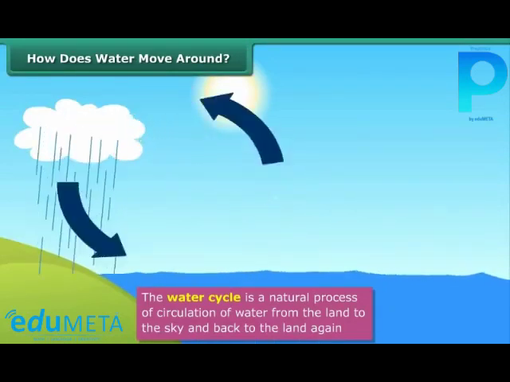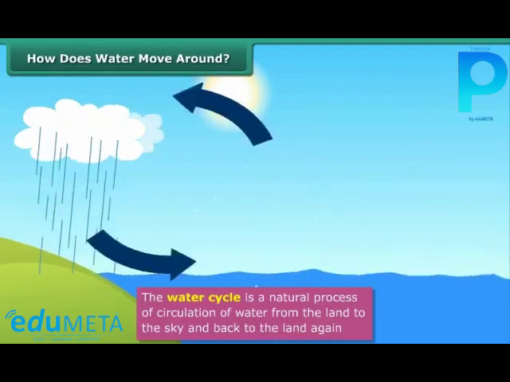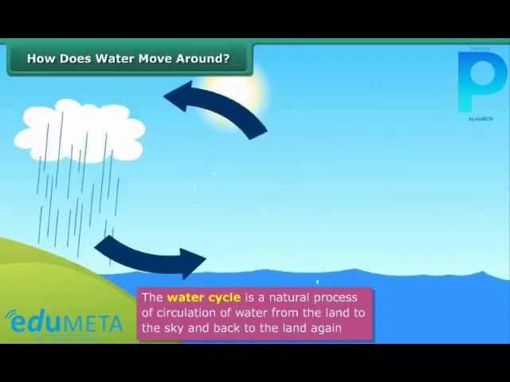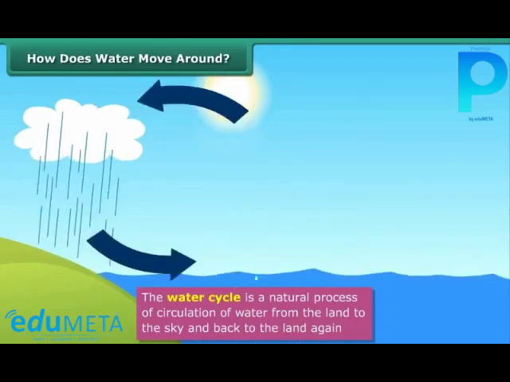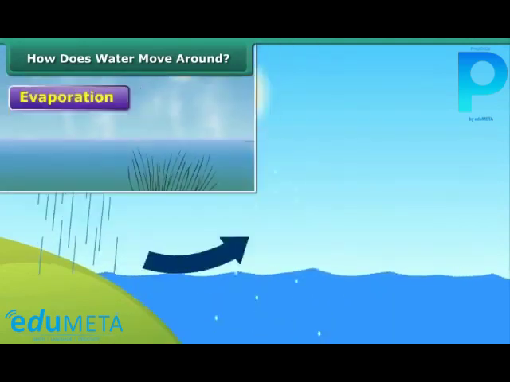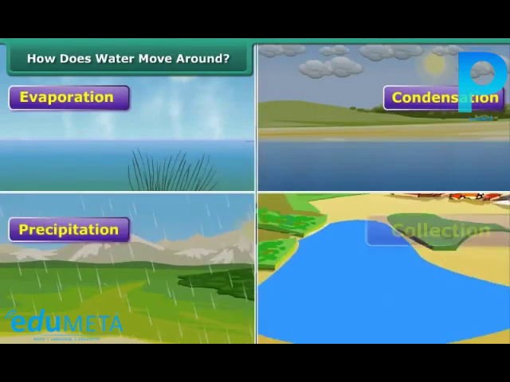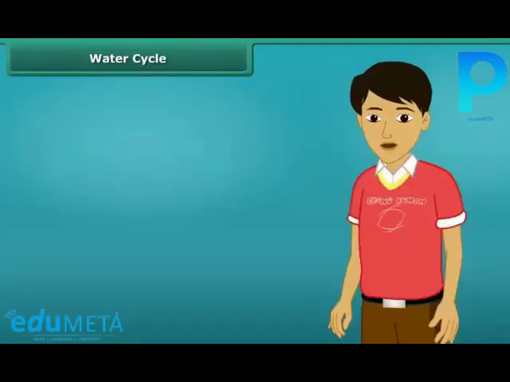The repeated changing of water in nature from liquid to gaseous form and then back to liquid form is called the water cycle. There are four main steps in the water cycle. They are evaporation, condensation, precipitation, and collection. Let us try to understand how the water cycle operates.